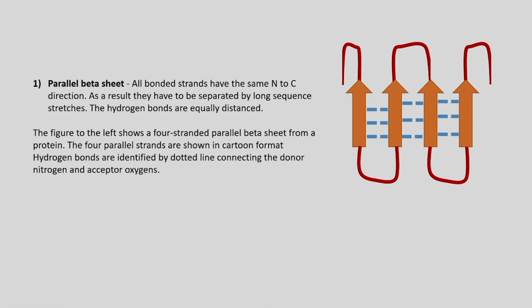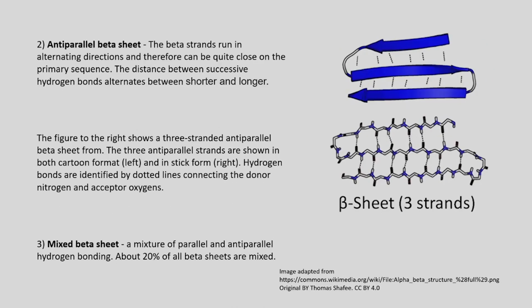So, let us discuss some of the various orientations of the beta pleated sheets. The first one being the parallel beta sheets. All bonded strands have the same N to C direction. As a result, they have to be separated by long sequence stretches. The hydrogen bonds are also equally distanced. In the figure on the left, you can see a 4-stranded parallel beta sheet from a protein. The 4 parallel strands are shown in cartoon format. The hydrogen bonds are identified by the dotted lines containing the donor nitrogen and the acceptor oxygens.